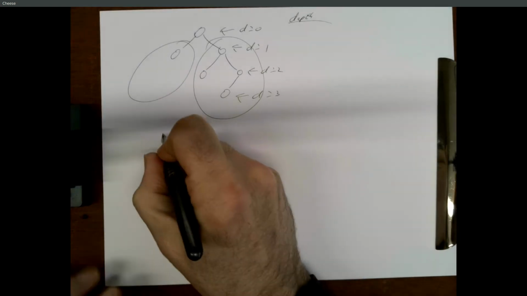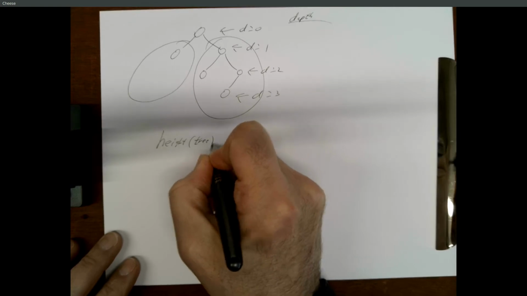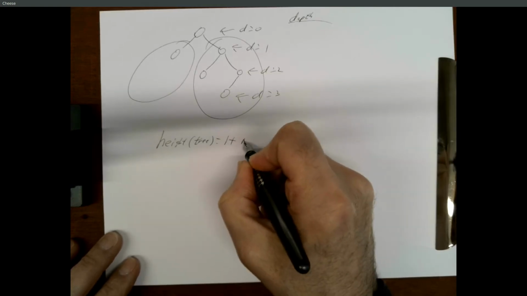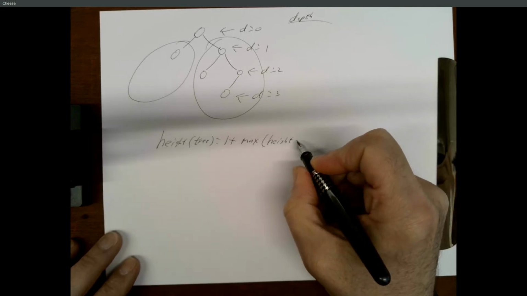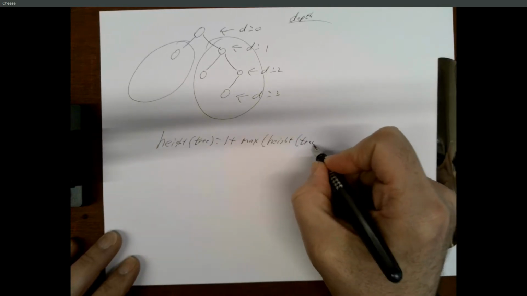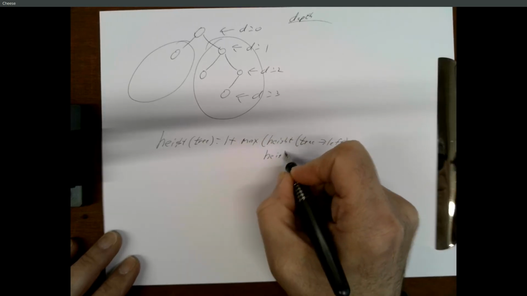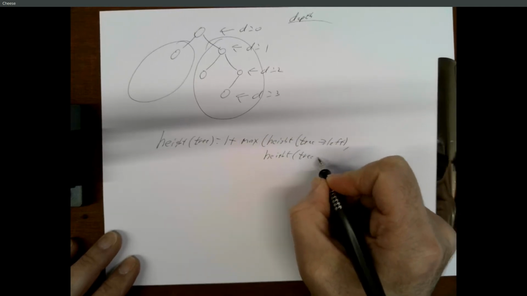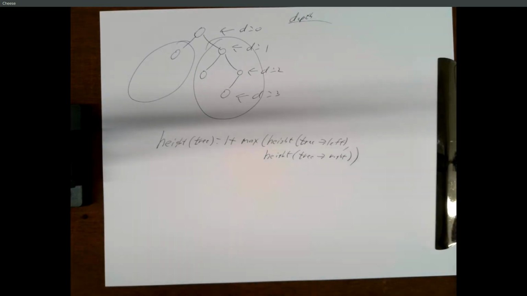All right, so height of a tree equals 1 plus the maximum of the height of the left subtree and the height of the right subtree. So that's a recursive definition, but if we're writing a height function, we can do that as long as we have a way to not recurse infinitely.